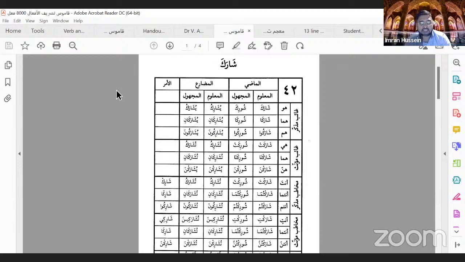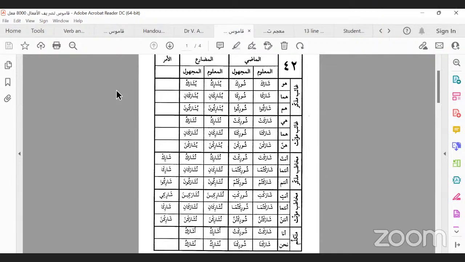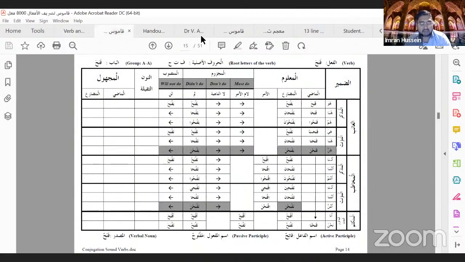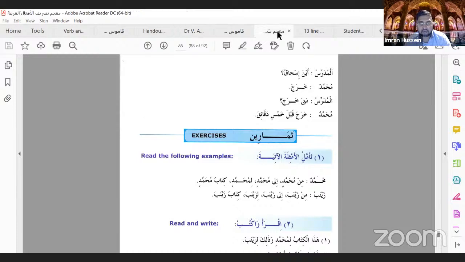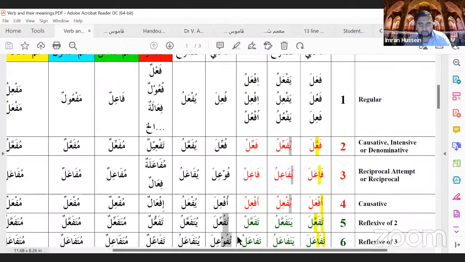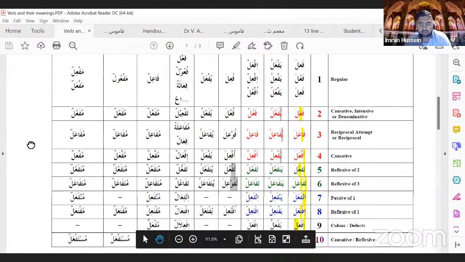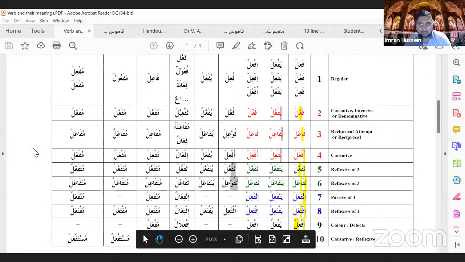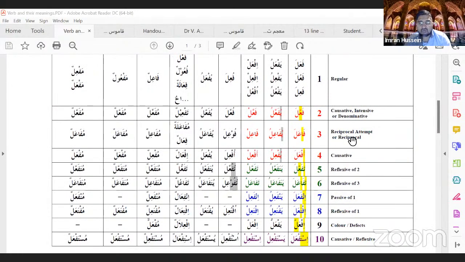Sharaka means he participated. So what does the alif do, Sheikh, in the verb? That's a good question. What the alif does is change the meaning to reciprocal attempt. Reciprocal means that there are two individuals upon whom the action is being done. So when you say sharaka, it means he participated with someone.